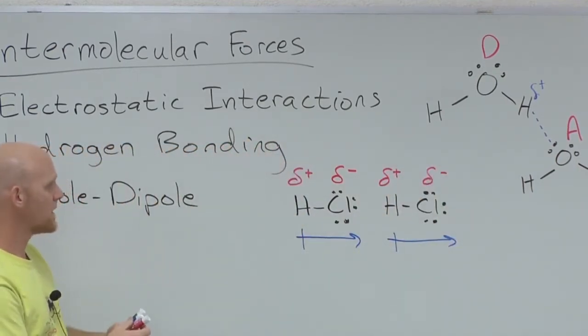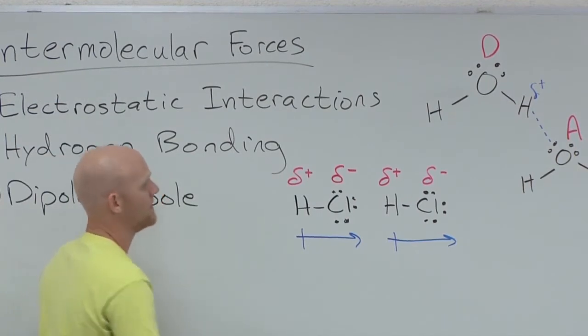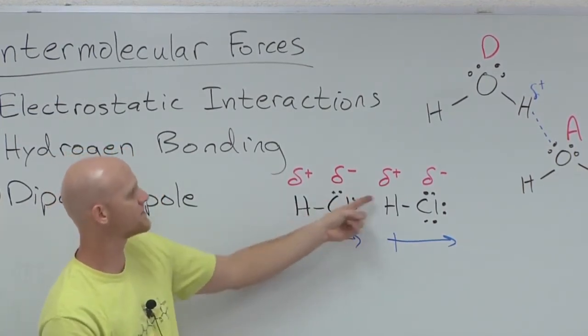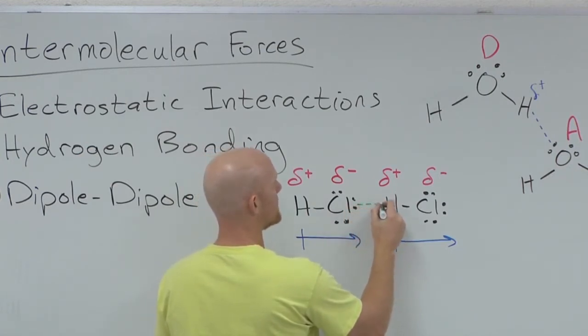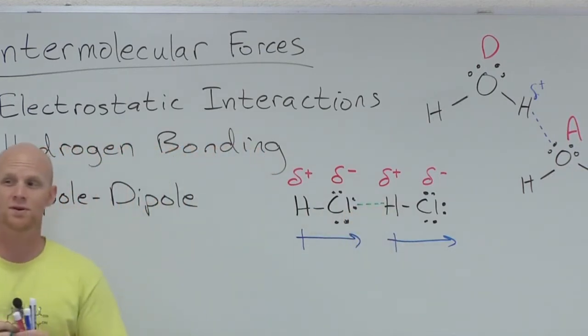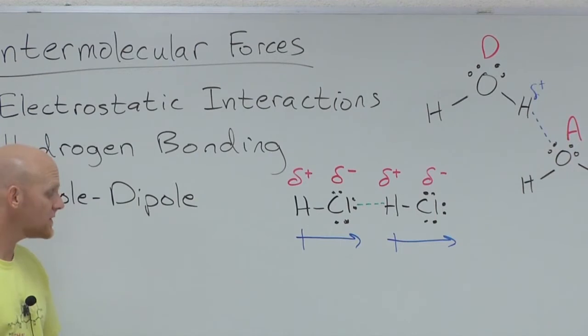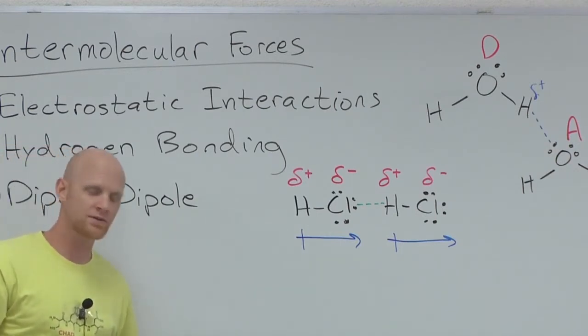So then between these two molecules, you might have a weak interaction. The partially negative chlorine is attracted to the partially positive hydrogen, and this weak interaction here is what we call a dipole-dipole force. Notice it's an intermolecular force here when it's between two molecules.